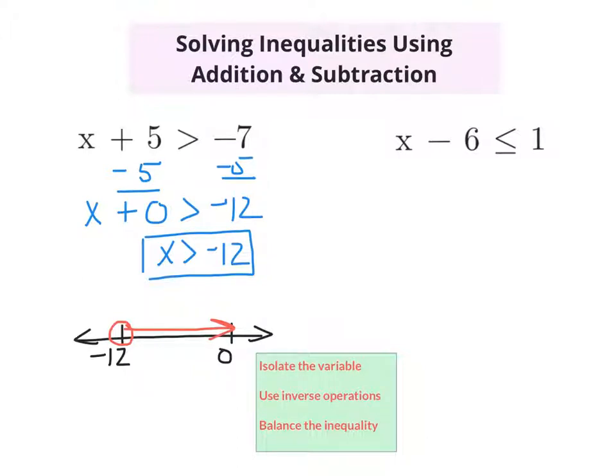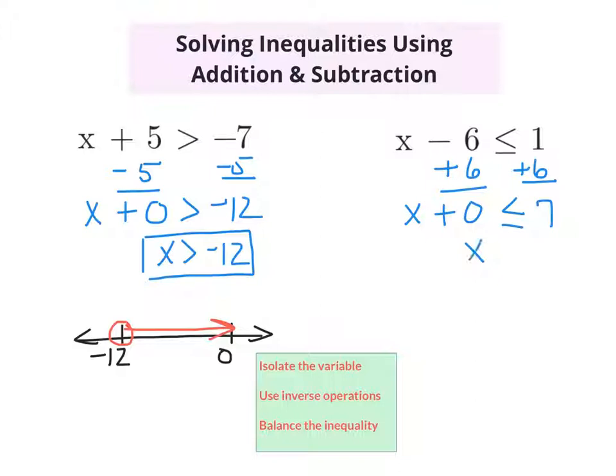In our second example, we have x minus 6 is less than or equal to 1. I'm going to isolate my variable x, and I look at the operation that's going on the side of the equation with the variable, which is subtraction. We undo subtraction with addition, so I'm going to add a positive 6 to both sides of the inequality so that my inequality is balanced. I rewrite my inequality as x plus 0 because negative 6 plus a positive 6 is 0. I bring down my inequality symbol, and 1 plus 6 is 7.